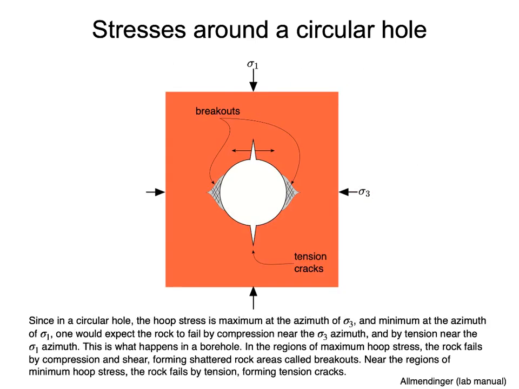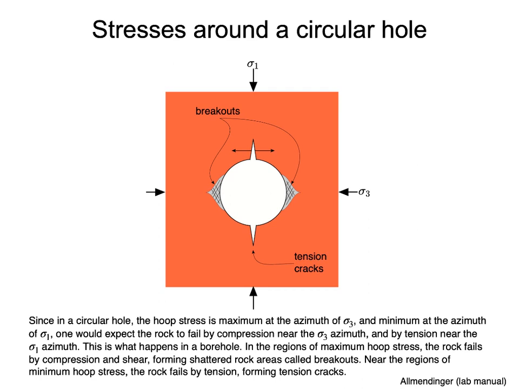Since in the hole, the hoop stress is maximum at the azimuth of sigma 3, and minimum at the azimuth of sigma 1, one would expect the rock to fail by compression near the azimuth of sigma 3, and by tension near the azimuth of sigma 1. This is what happens in a borehole. In the regions of maximum hoop stress, the rock fails by compression and shear, forming shattered rock areas called breakouts.